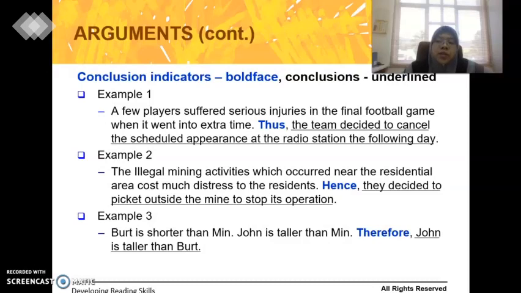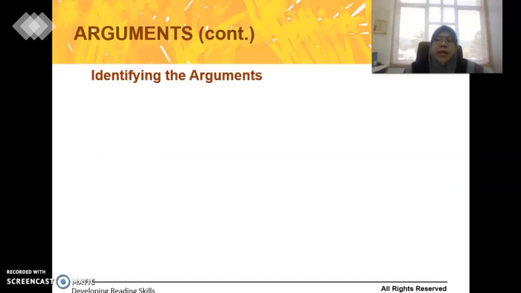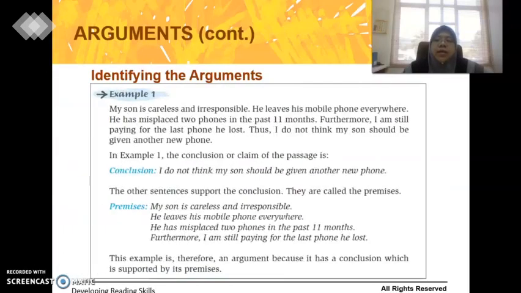Okay, Bird is shorter than me. John is taller than me. Therefore, John is taller than Bird. Really? Okay, right. Therefore, you can see that is the conclusion indicator here.